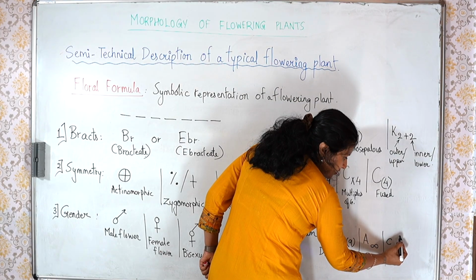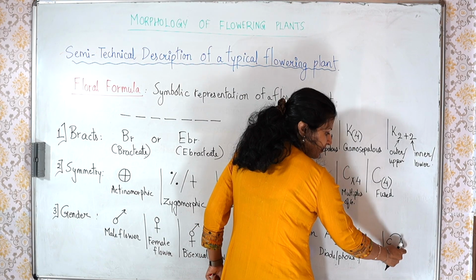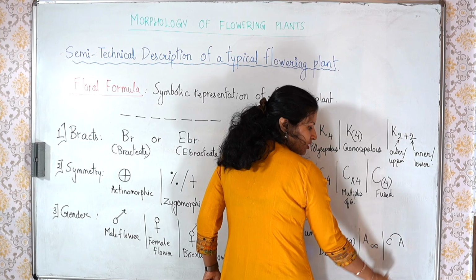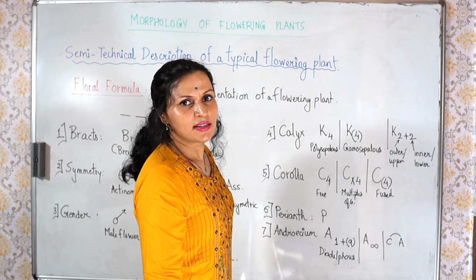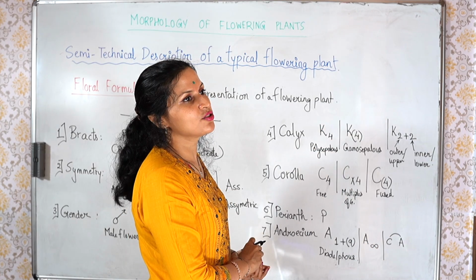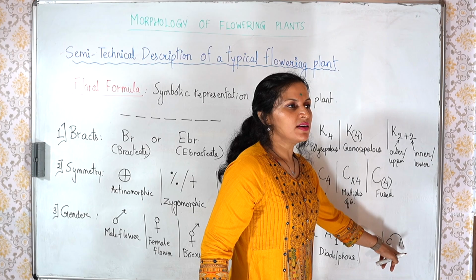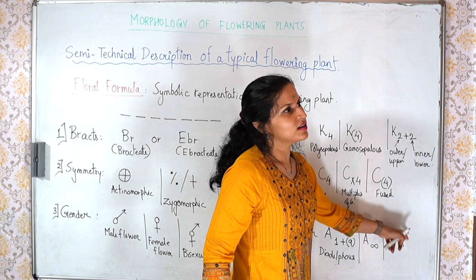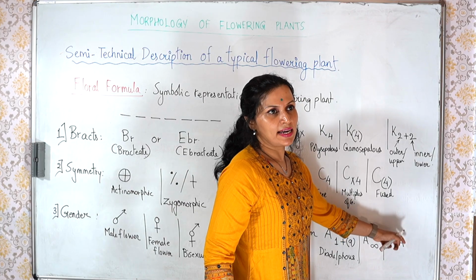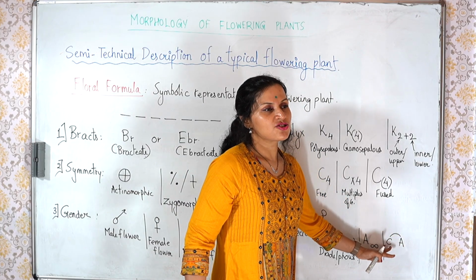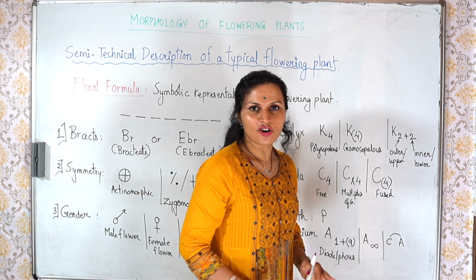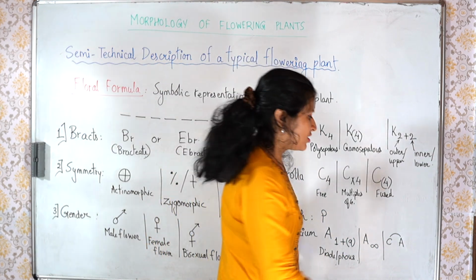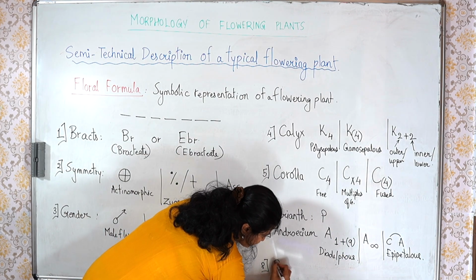Next, if there is a curved line between A and some other whorl of the flower, do you know what it will mean? It will mean that the stamens are attached to that particular whorl of the flower. In the symbol, you see that there is A, there is C written before, and there is a curved line in between C and A. It means that the stamens are attached to the petals. What is this condition called? It's an epipetalous condition.